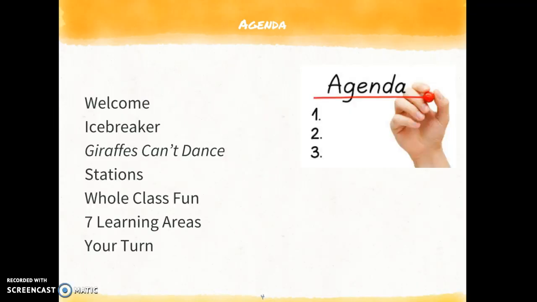So today I just did my welcome. Hi, I'm glad you're here. I'm going to talk to you a little bit about an icebreaker I use with my teachers, describe the book that I use for this training, Giraffes Can't Dance, go through some of the stations that relate to the book, whole class activities you can do with this book, and discuss how these then relate to the 7 learning areas, and then give you a turn to do some of this thinking on your own and share it with me later.